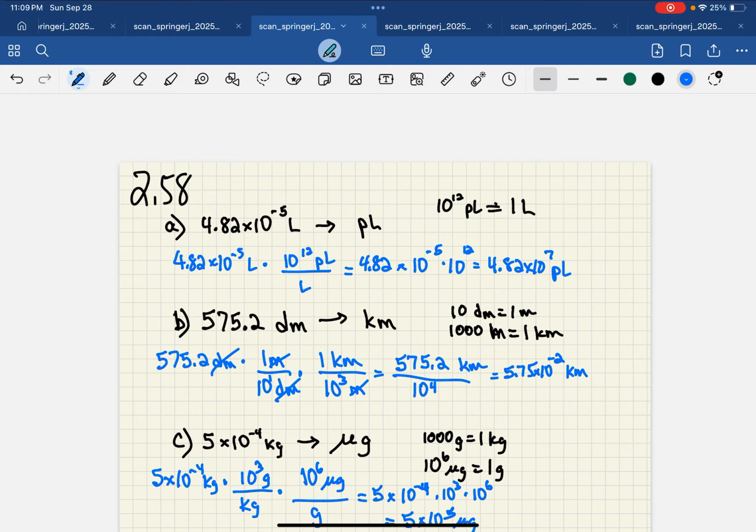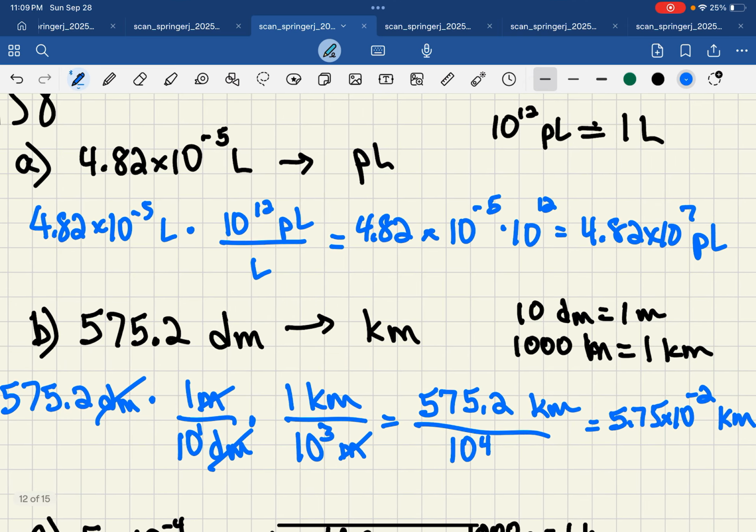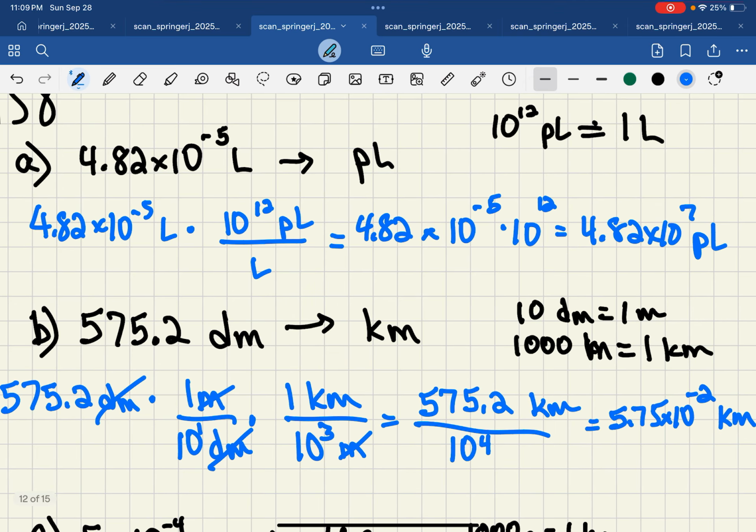Well, I hope you paused the video and tried to work them out. So here are the answers as I see them. We needed to know that there were 10 to the 12 picoliters per liter. Do the math, liters cancel. 10 to the minus 5, 10 to the 12th would be 10 to the 7th, 4.82 times 10 to the 7th picoliters.